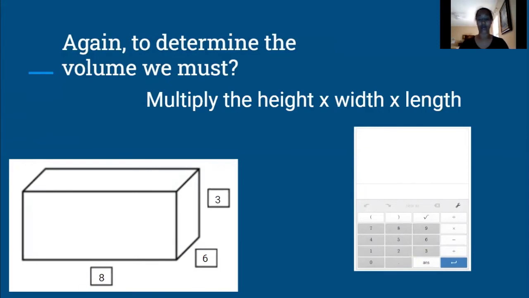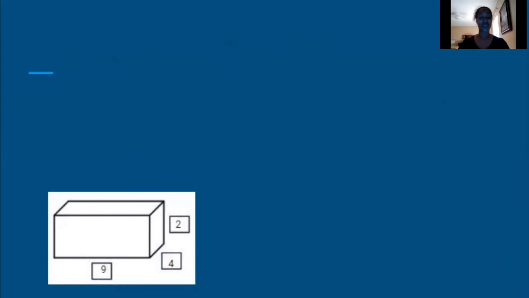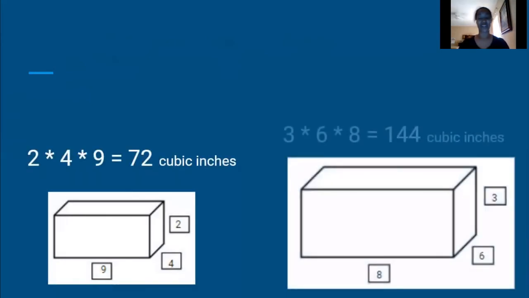Oh, wow, we doubled the rectangular prism. Well, again, let's double check. 3 times 6 times 8 in our calculator. The calculator agrees. 144 cubic inches is what we've gotten for our bigger rectangular prism. So let's put them side by side. Here's our smaller one and our volume. Here's our bigger one and our volume.